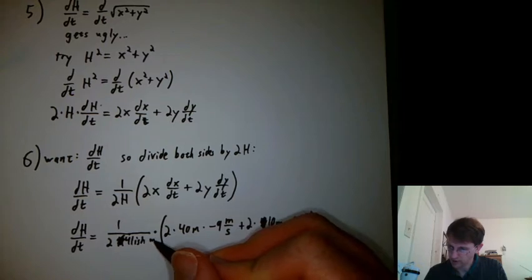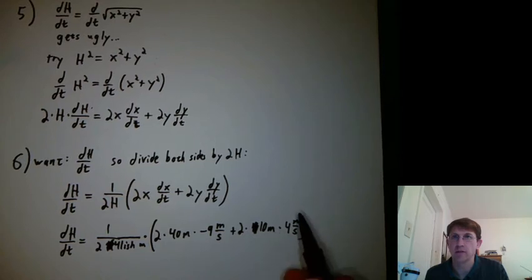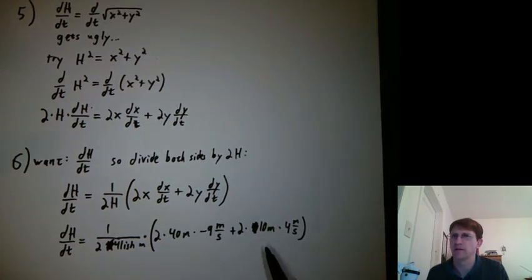This 41-ish was meters. So do all the units work out here? That's a good question before we go doing any more arithmetic. We have meters times meters divided by seconds, so meters squared per second, which is kind of weird. That sounds like area. But then we're going to divide by meters, so we get meters per second. And dH/dt should be in meters per second. So all the units work out. We're okay to go do arithmetic.